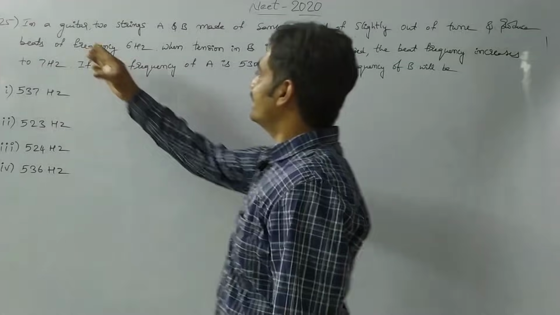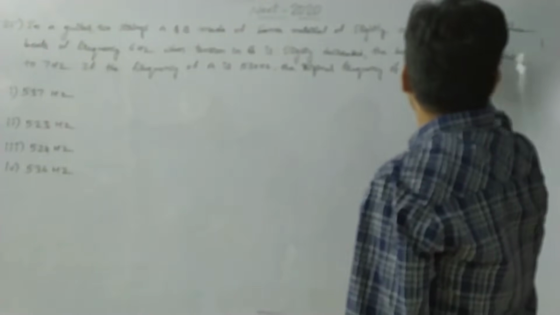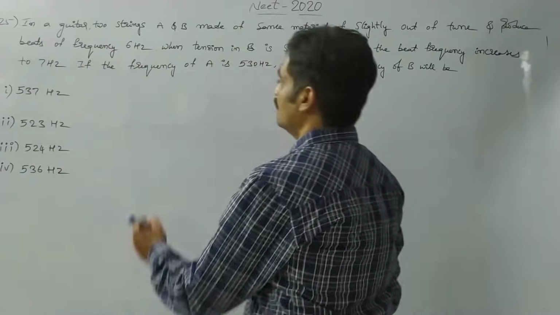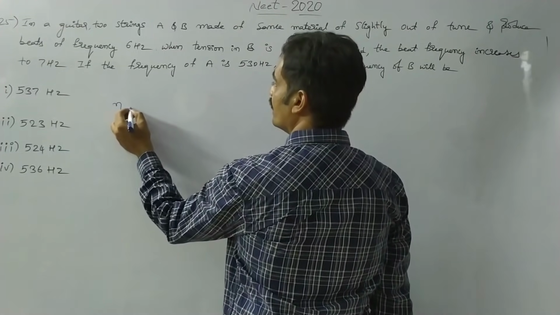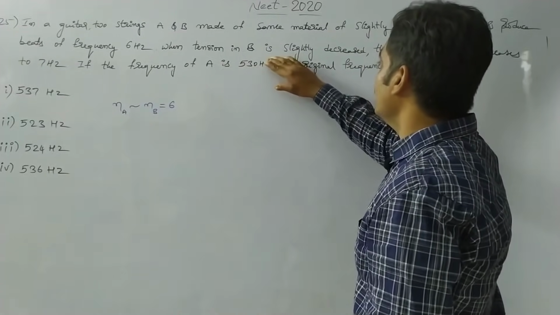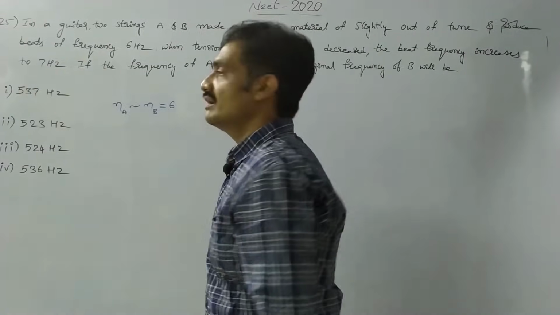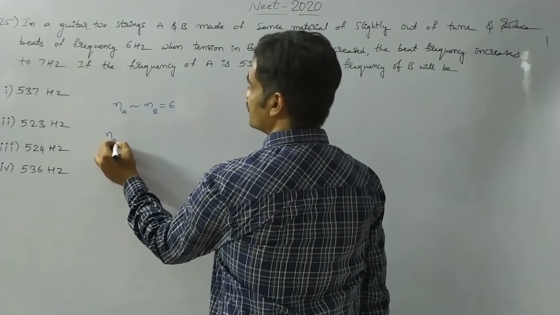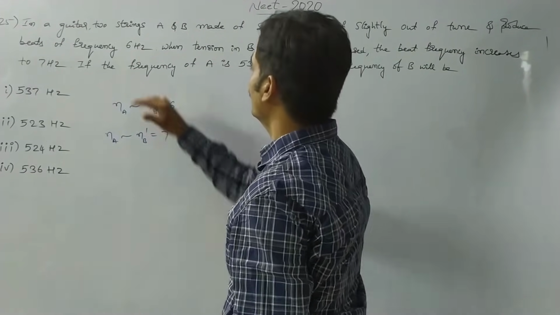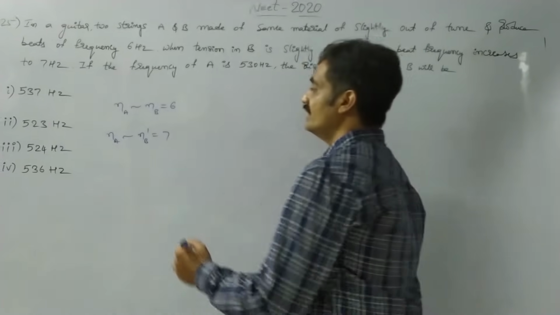The next question is, in a guitar, two strings A and B made of the same material are slightly out of tune and produce beats of frequency 6 Hz. Based on that, we can represent that frequency of A minus frequency of B is approximately 6. When the tension in B is slightly decreased, the beat frequency increases to 7 Hz. Then N_A minus N_B dash is 7. If the frequency of A is 530 Hz, the original frequency of B will be?